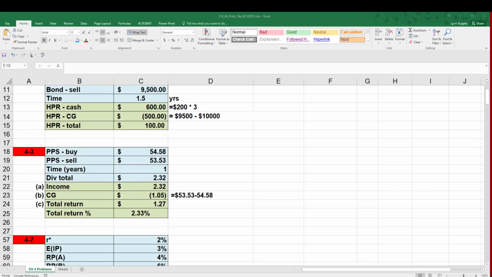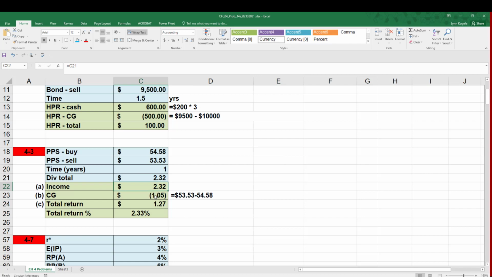Problem 3. Assume you purchased a share of stock in Verizon Communications at the beginning of 2017 for $54.58. A year later, the stock was worth $53.53, but during the year it paid a $2.32 dividend. What was your income? $2.32. That's all the cash you got.